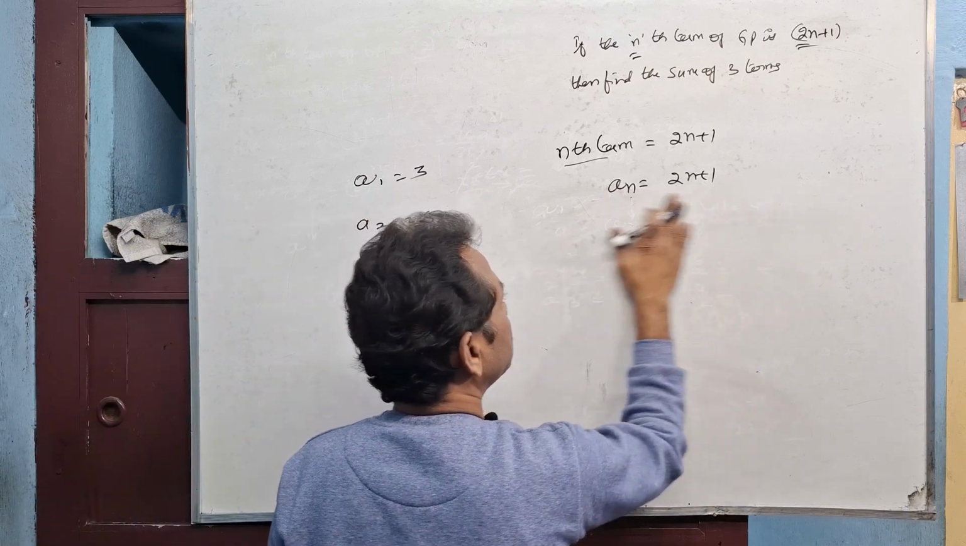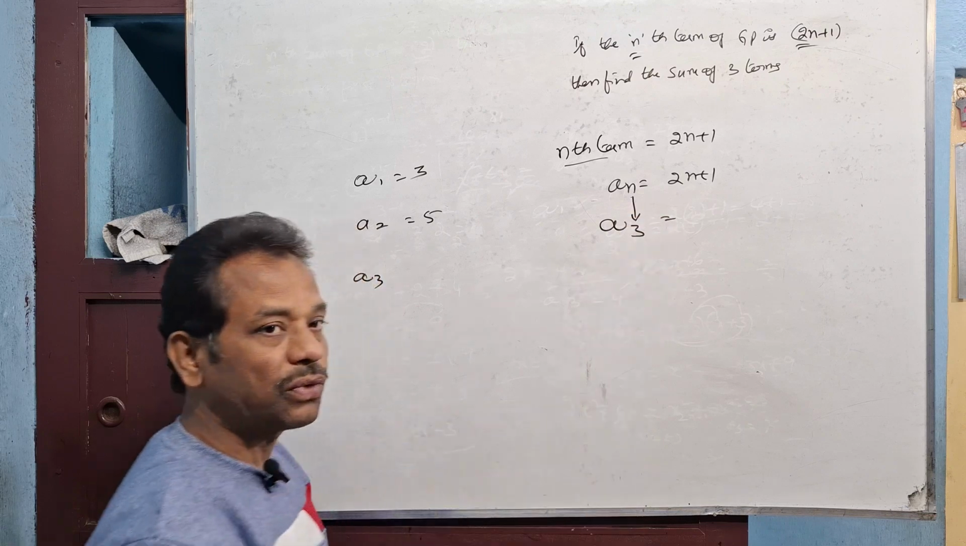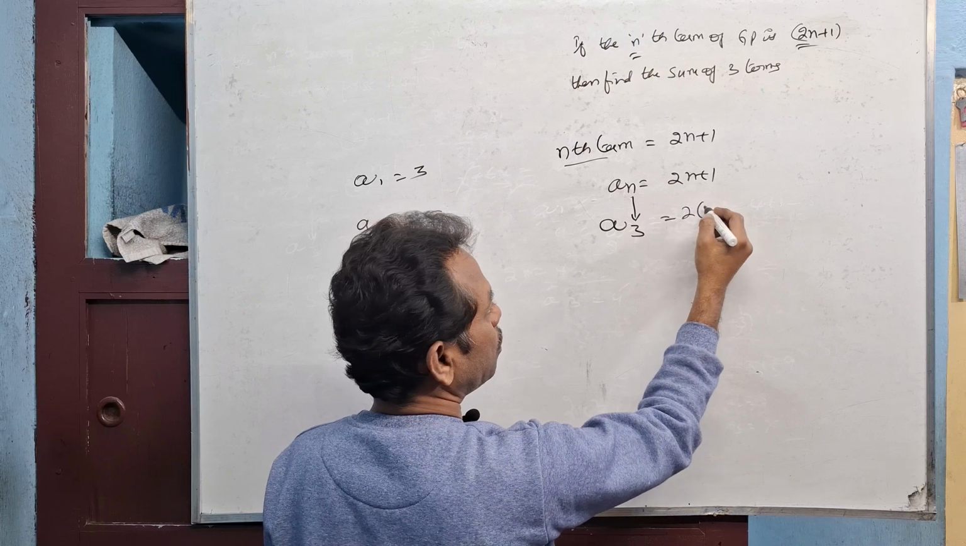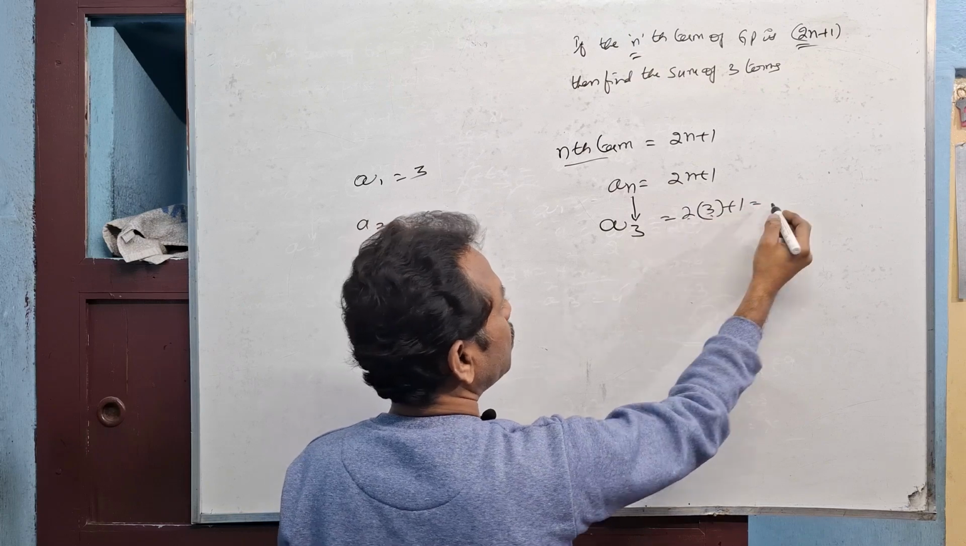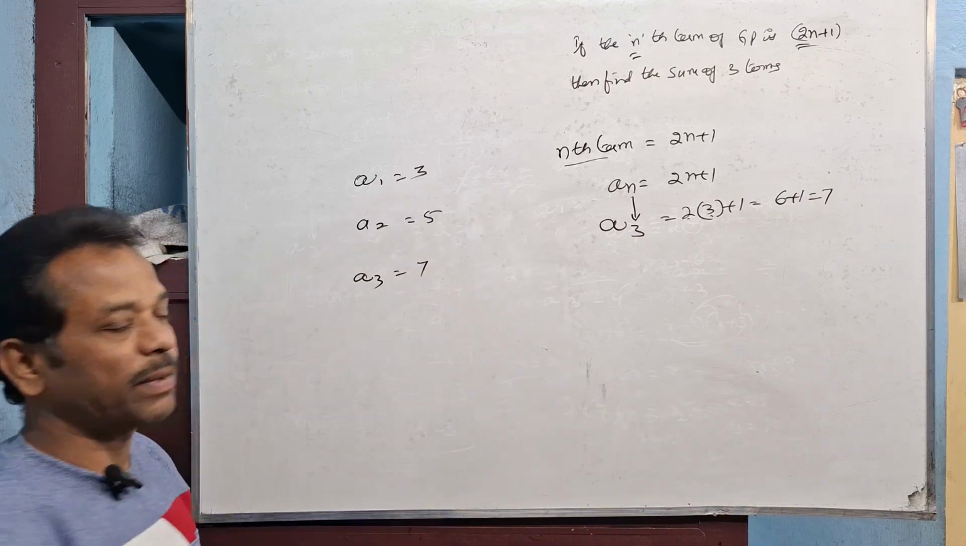So let us find the third term a3. a3 equal to, the value of n is now 3. In the place of n, let me put 3. So 2 into 3 plus 1. 2 into 3 is 6. 6 plus 1 is 7. Our third term is 7.